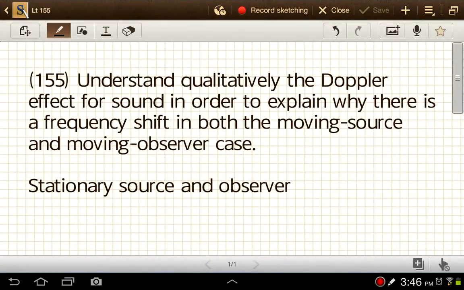All right, let's talk a little about the Doppler effect. Now, this is an artifact of this idea that the speed of a wave is determined by the type of wave and the material, and not the speed of the source and not the speed of the observer. So in order to fully understand this, you really need to know first about what determines the speed of a wave. And so that's actually learning target 157.